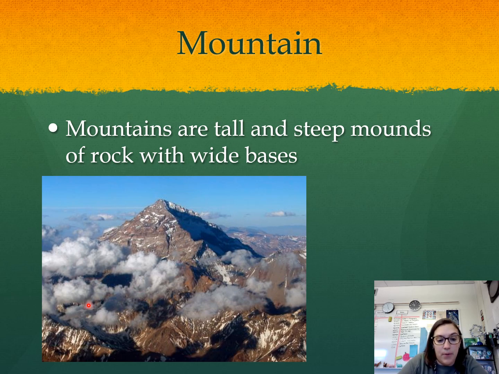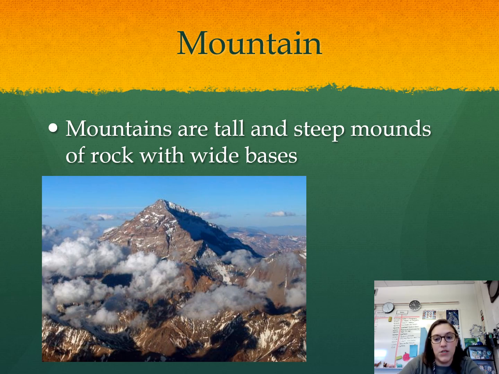So let's look at our sample picture here. We have a wide base, so you can see it takes up quite a bit of space on the bottom. And then as it goes up, the steepness is this, and then it usually ends in a point like so. So when we have one mountain in one place, that's called a mountain. When we have multiple mountains together, the name changes slightly.